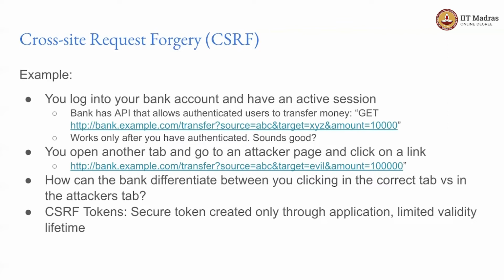Now, there is a way around this, and what is done is usually to introduce something called a CSRF token, a cross-site request forgery token. This is something which is created through the application. So in other words, only on the particular page that you are visiting the bank itself, the token will exist. And unless you provide that token along with the data, you cannot really use the bank's API. Okay.